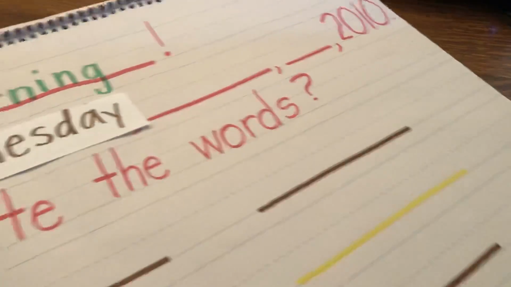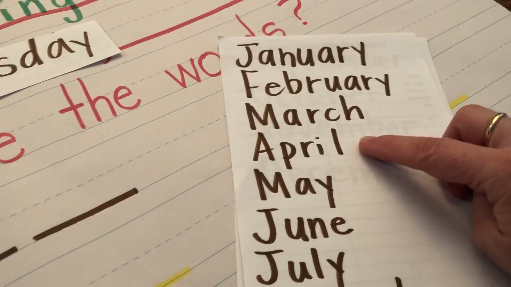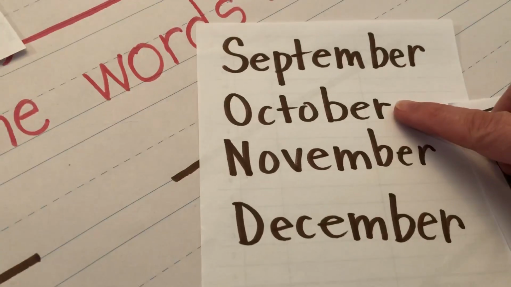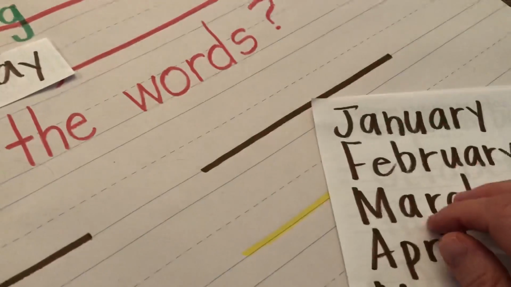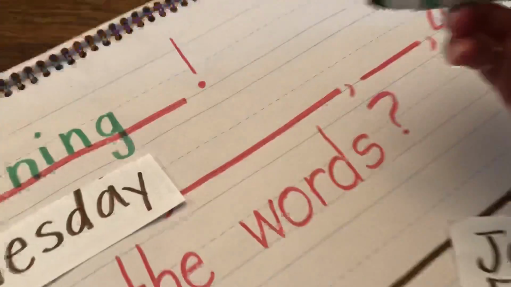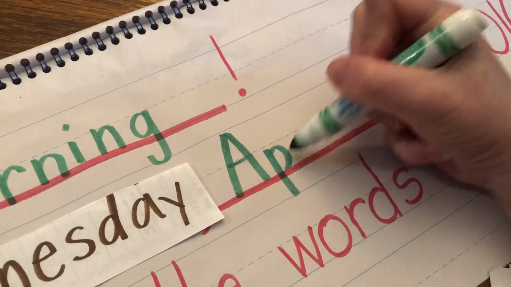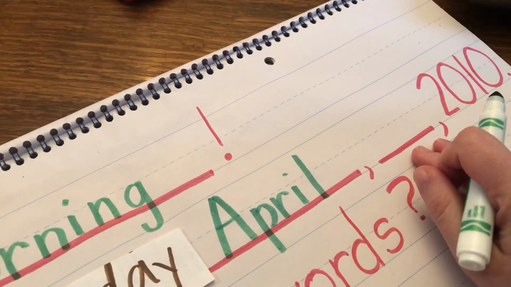And let's review the months of the year. We have January, February, March, April, May, June, July, August, September, October, November, December, and then we start back over with January. Just like the days of the week, the months of the year are always in this order. So it's April, so we're going to write the word April. And just like the days of the week, the months of the year begin with capital letters. So we have our capital A, and we have P-R-I-L.